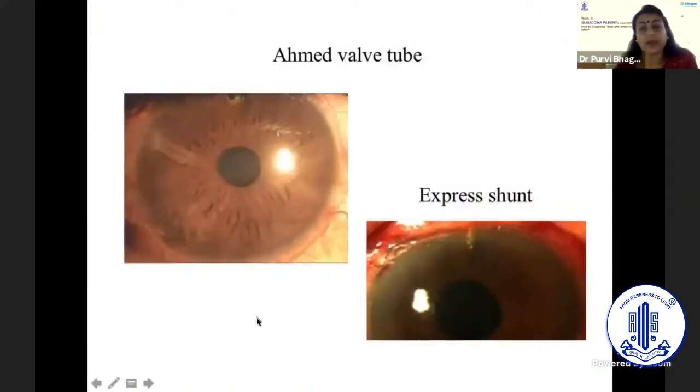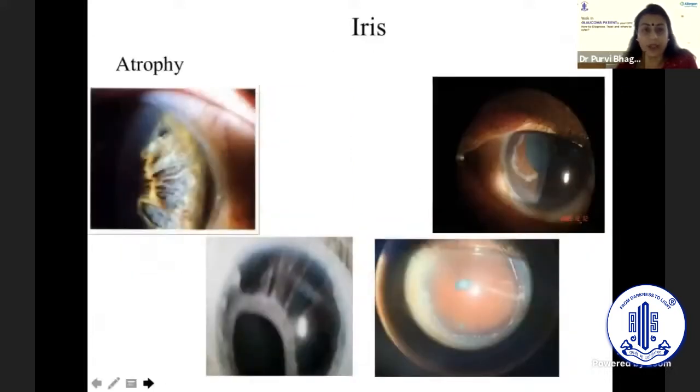Not very uncommon nowadays, the Ahmed valve tubes and the Express shunts are there. You need to see how well they are placed in the anterior chamber, their contact with the endothelium and the iris, and whether their orifices are blocked or closed, or whether there is a surrounding synechia.